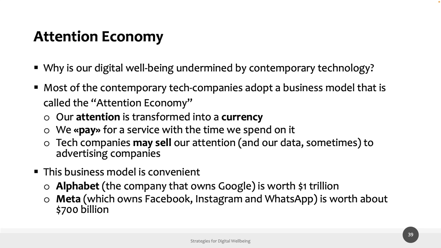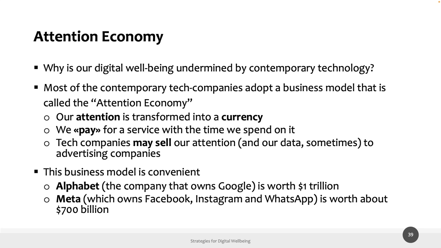So the question is, why is our digital well-being undermined by contemporary technology? And one of the reasons is this business model that is called the attention economy, that is followed by many tech companies nowadays. So, as we were saying in the first lecture, our attention is transformed into a currency. So we know that most digital services are free, but we pay for a service with the time we spend on it. And unfortunately, tech companies may sell our attention and also our data sometimes, like in the Cambridge Analytica scandal, to advertising companies and external companies. And this is why this business model is so convenient for tech companies.